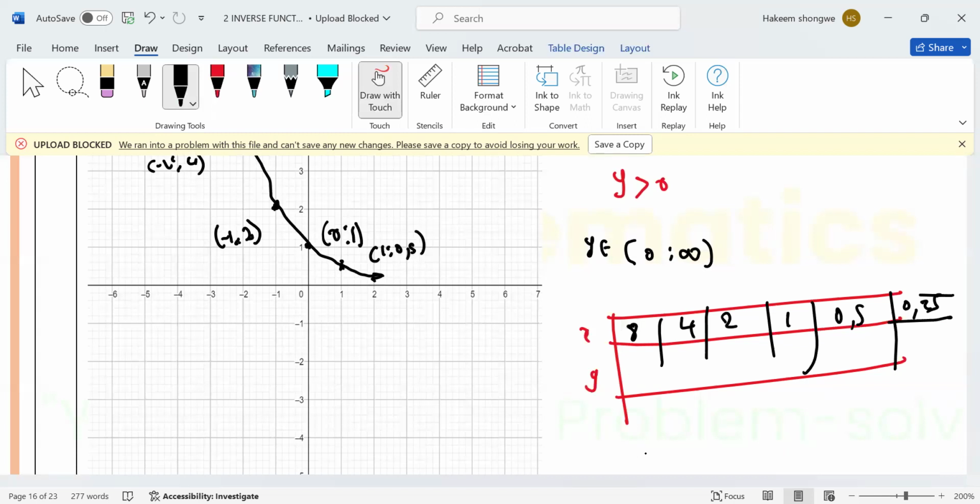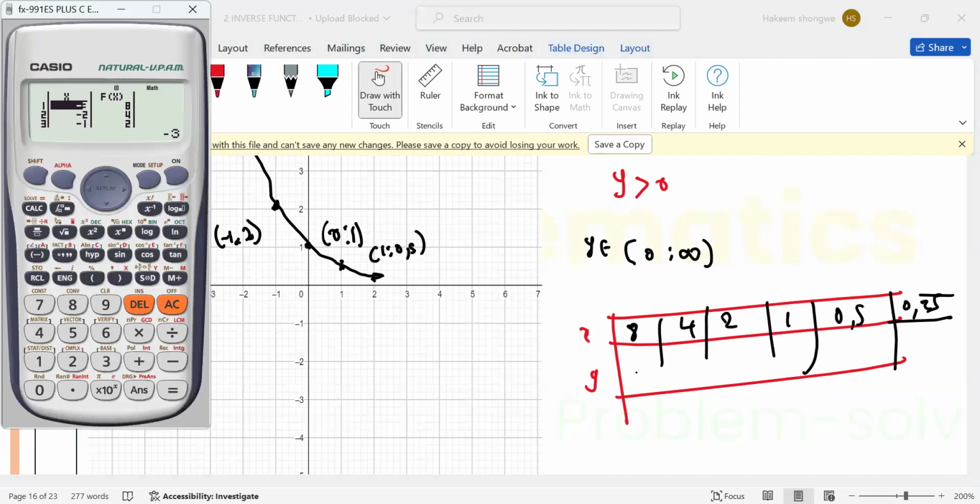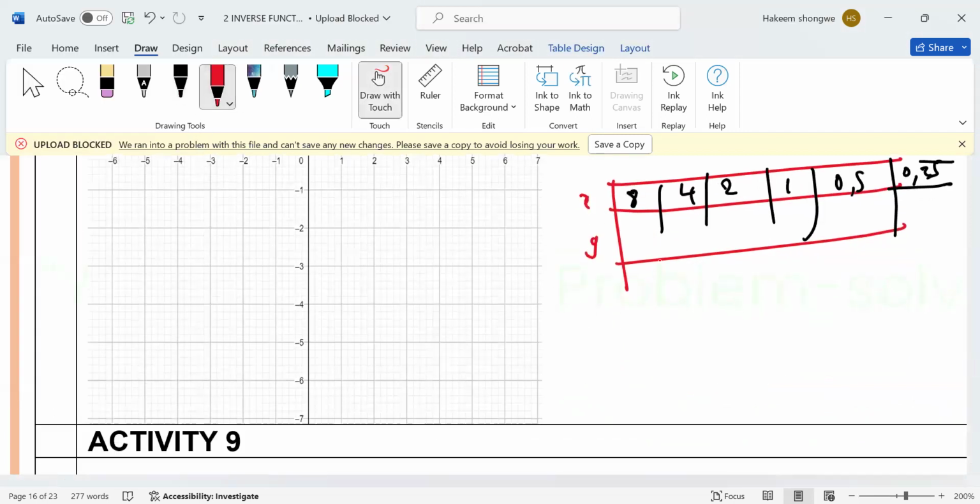y. What is the x value? After now you take the x values. -3. Yes. -3, -2, -1, 0, 1, 2. Okay, let's go and plot this one on our graph.